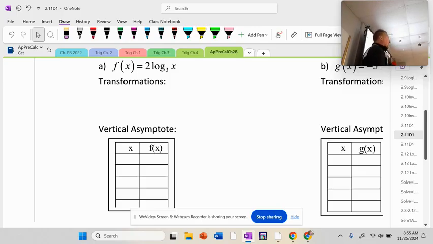What's log base 3 of 9? 2. You want to get nuts? This isn't really nuts, and this was actually on the quizzes. What's log base 3 of 1/3? 3 to what power equals 1/3? -1.